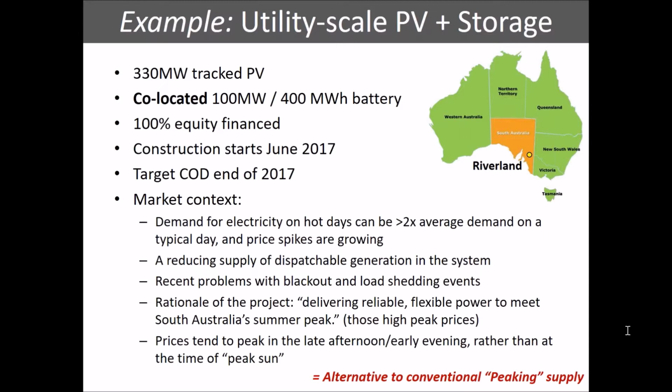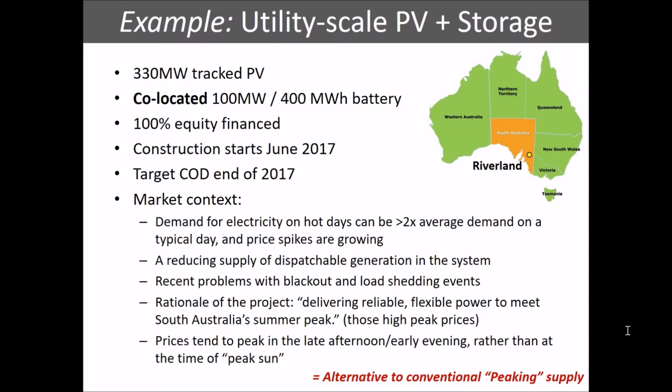This one is in Australia, obviously, as per the map. It's co-located with a PV plant. The idea here is that in South Australia, they have peaks of demand really driven by air conditioning on hot days. And what you've seen is that the demand on hot days can be much higher than the average on a normal day. And what that's producing is a few problems. One is a lack of peaking power. Another one is high prices at peak times. And so the rationale behind this project is fairly straightforward. It's very much around providing an alternative to peaking power plants.